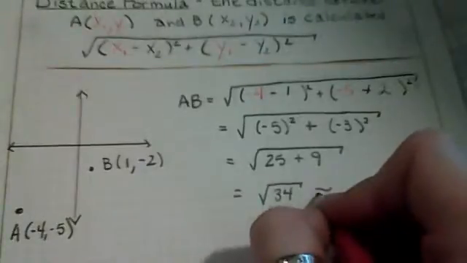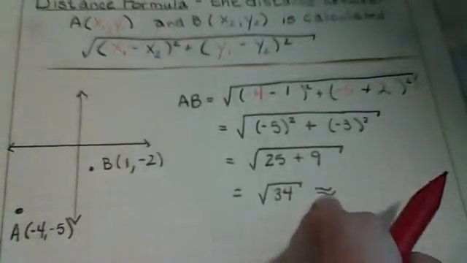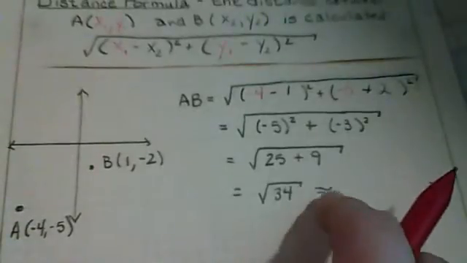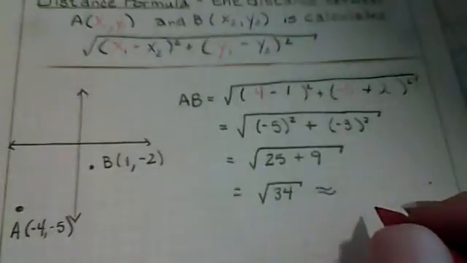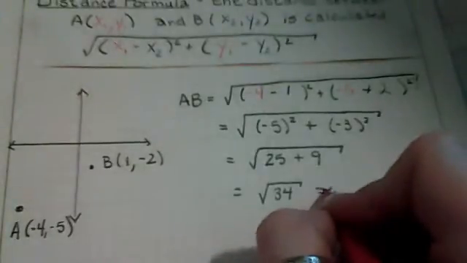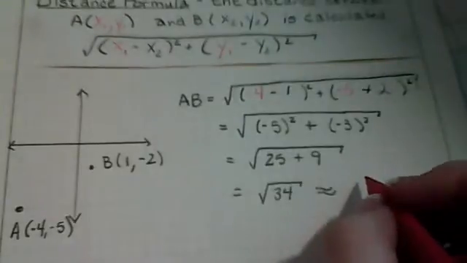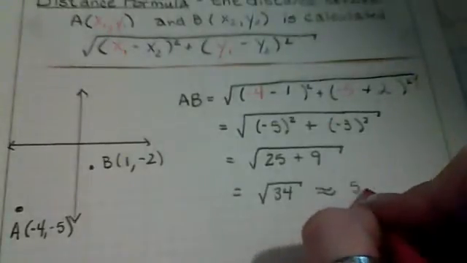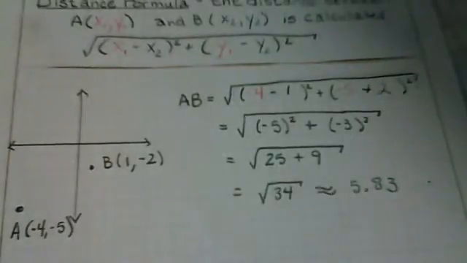And when we look this up in the calculator, you'll notice that we're going to be doing an approximation. We want to round to the nearest hundredths. So this right here means that this is an approximate number. It's not an exact number. And in our calculator we would get 5.83.